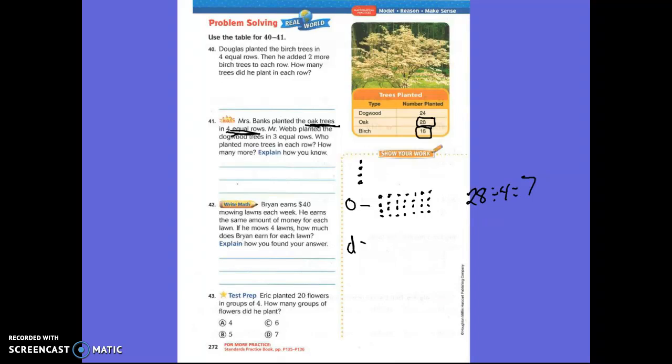Okay, so the students said we're looking at oak trees first, and it said to put them in equal rows. So we made 4 equal rows, and then we looked at the story, and we saw oak had 28, so we kept making trees in each row until we got to 28. Then we showed we did the problem, 28 divided by 4. We counted how many were in each row, and how many in each row were 7, so we knew the answer was 7. Now we're going to do dogwood.